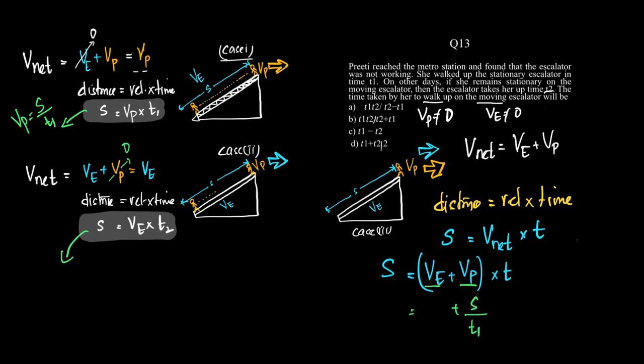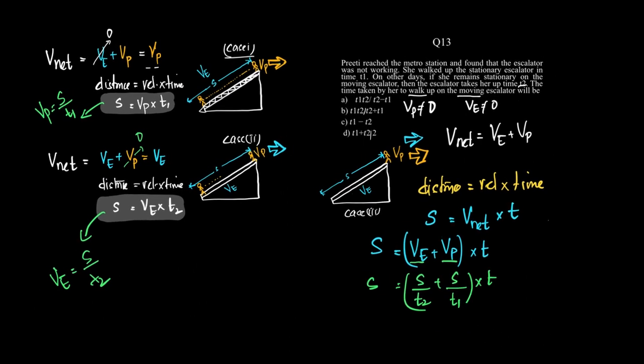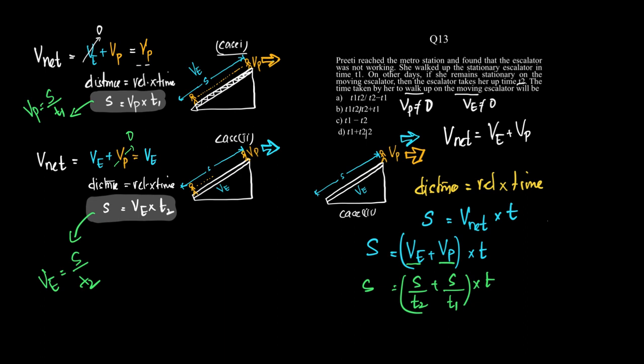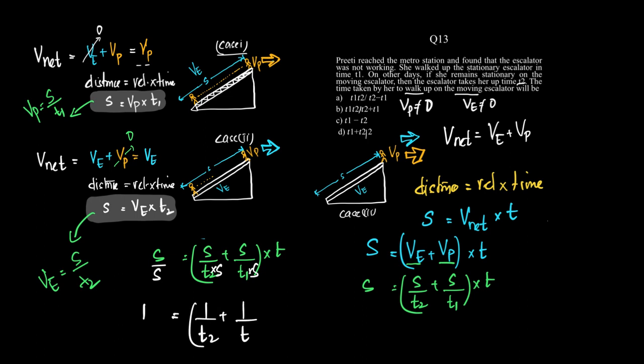Similarly, from the second equation, what can we write? Ve is equal to S by t2. So here we can write S by t2, the whole into t is equal to S. Now if you divide the entire equation by S, what do you get? So this is the equation we have. If you divide the entire equation by S, what you get is 1 is equal to 1 by t2 plus 1 by t1, into t, right?